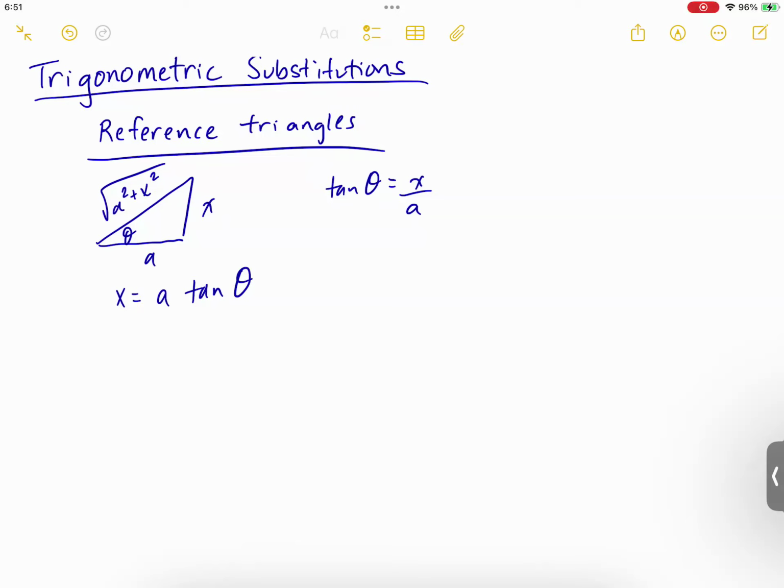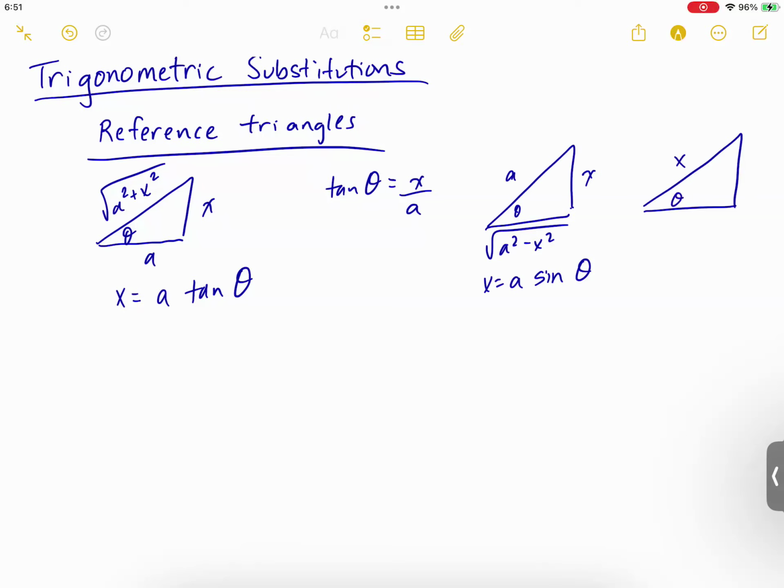We'll just look at one example today, but the other reference triangles for completeness is here. In this case, x equals a sine theta, and the third one, x squared minus a squared, you take basically the square root of that. You use the substitution x equals a secant theta. Okay, and just as notes, you can get, for example, the hypotenuse and the sides of the other triangles as well by just using the Pythagorean theorem.